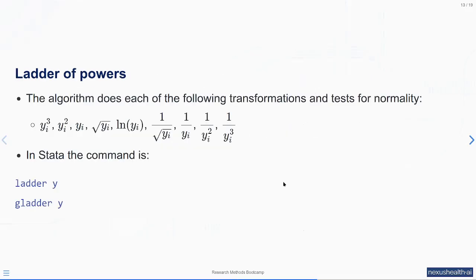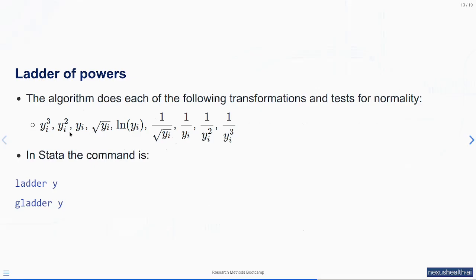The ladder of powers just basically applies a sequence of transformations and tests for normality. So you might take the cube, take the square, and then this is the unchanged or untransformed data, and then take the square root, and then take the natural logarithm, and consider this as well, and so on and so forth. And so it does this in sequence and then tests for normality.